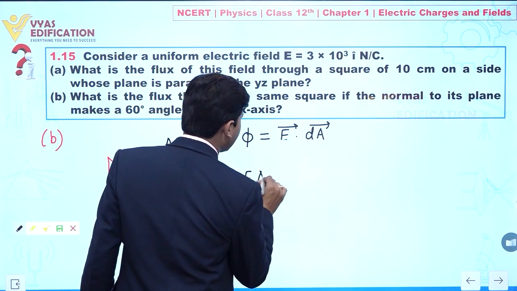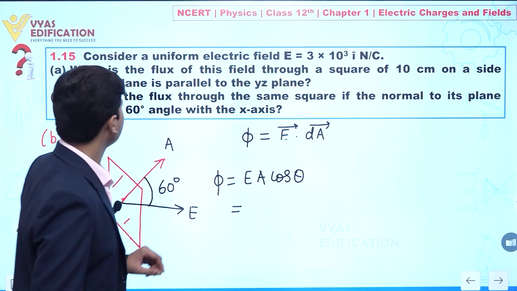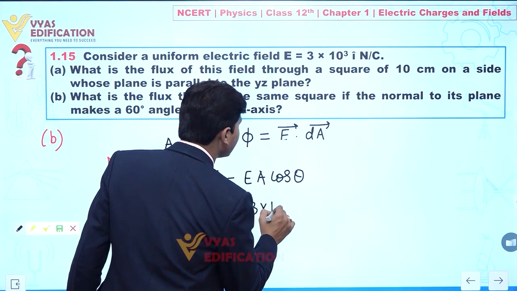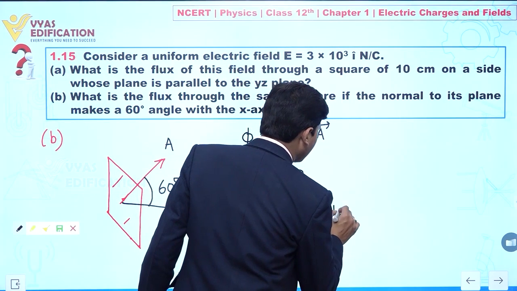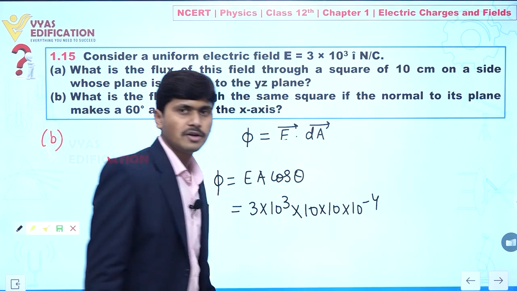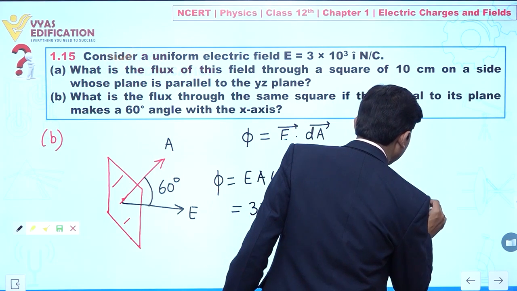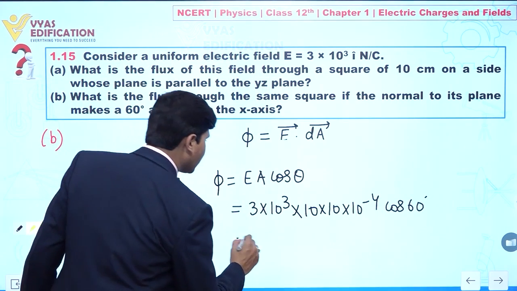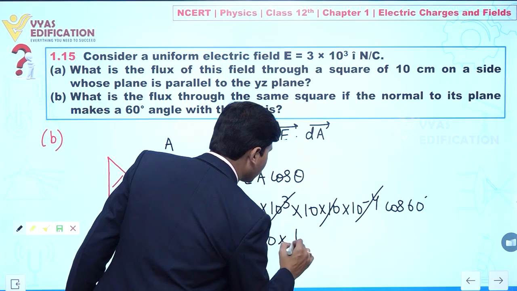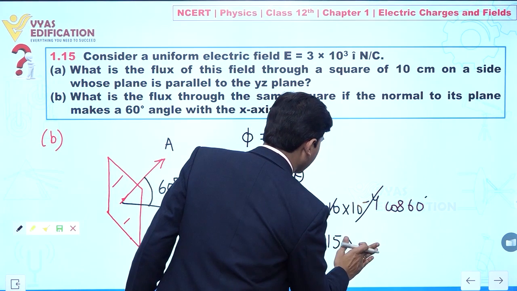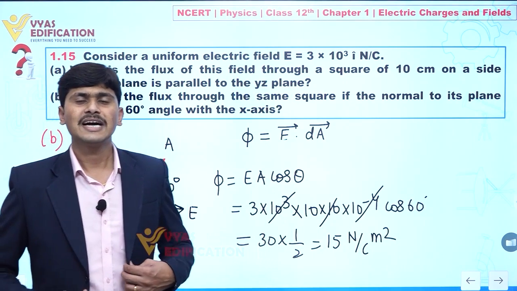Clear? So how can we calculate flux? This is given by EA cos theta. Clear? So the electric field is given to you as 3 into 10 to the power 3. The area, with 10 centimeter side given, is 10 into 10 into 10 to the power minus 4. Yes or no? And cos theta. Theta is the angle between the area vector and electric field, so this is cos of 60. Clear? So from here we can say this one cancels out. So 30 into 1 by 2, this is 15. Because this is flux, the unit is Newton per coulomb meter square. Yes or no? So this is the answer of this question.